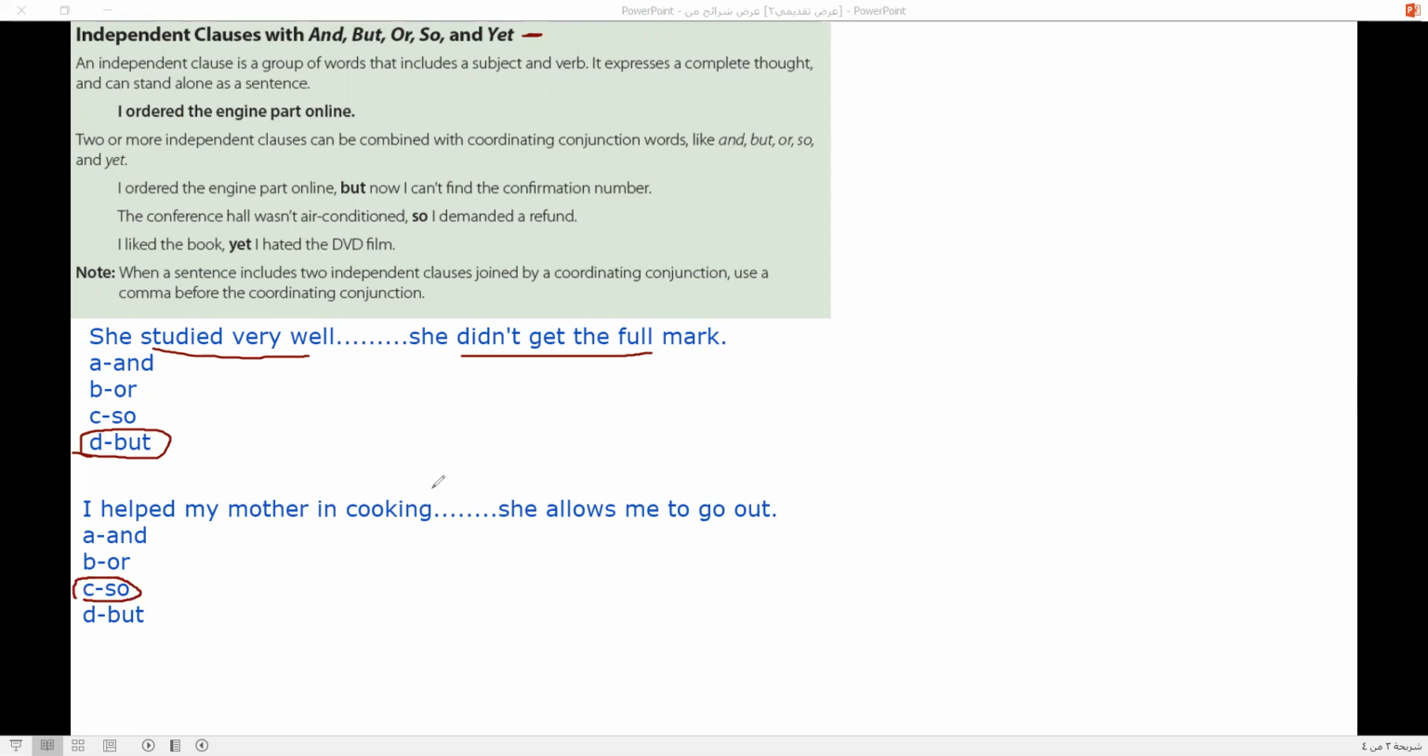So it means that there is a result after I did something. But would mean something unexpected, a thing that did not happen. But in so, it means that there is a result of something. Clear? It's going to be that easy. Very simple sentences that you can answer. You can take a screenshot if you want. I'm going to erase this.